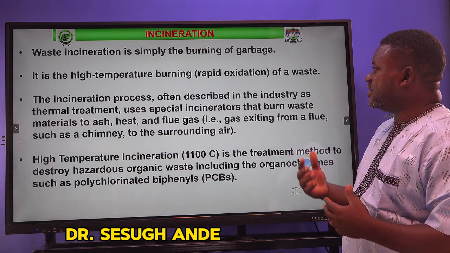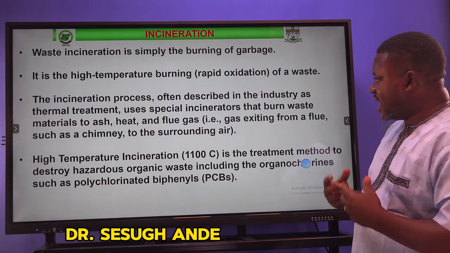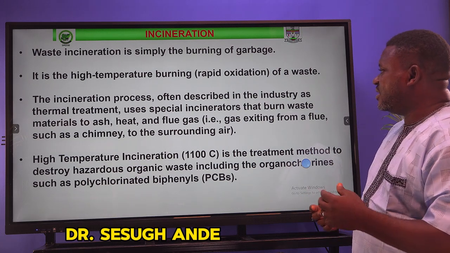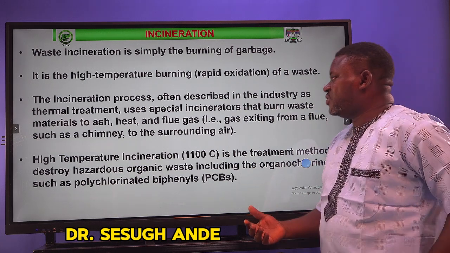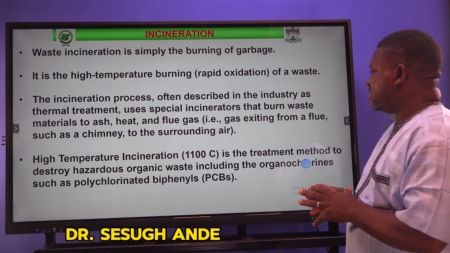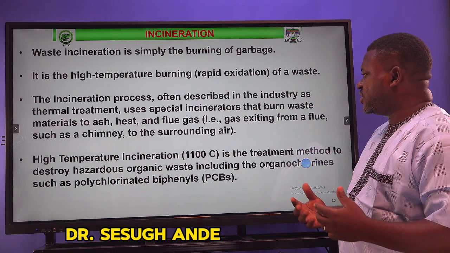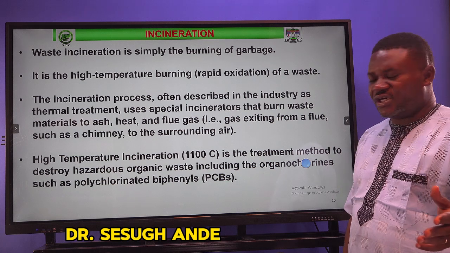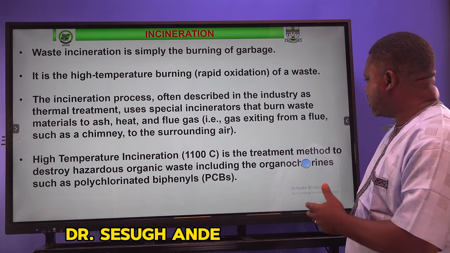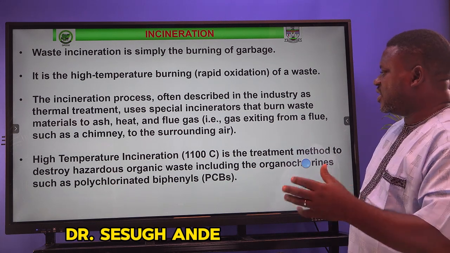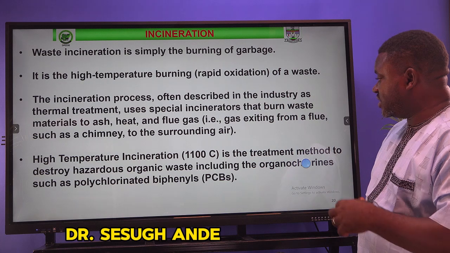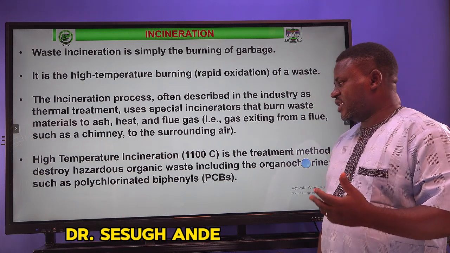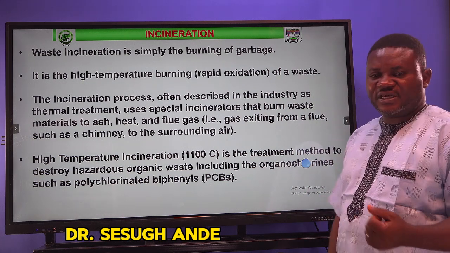And this one involves high temperature. This is a process often described in the industry as thermal treatment, using special incinerators that burn waste materials to ash, heat, and flue gases. So high temperature incinerators at 1,100 degrees Celsius is a treatment method to destroy hazardous organic waste, including the organochlorines, such as polychlorinated biphenyls.